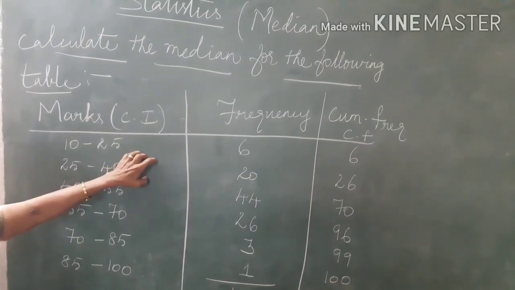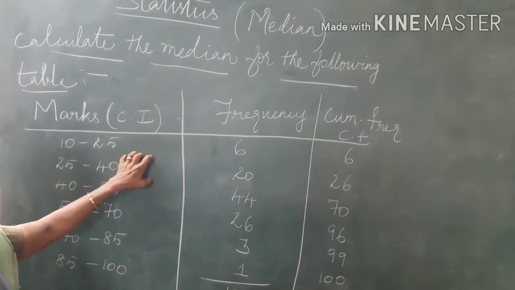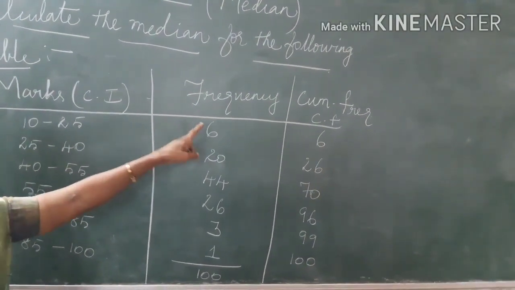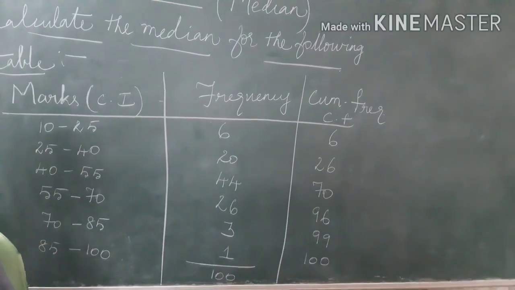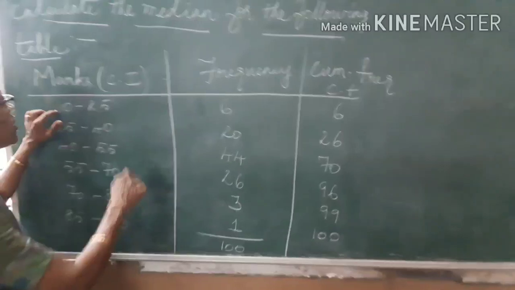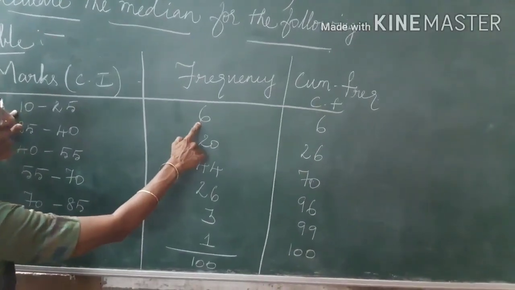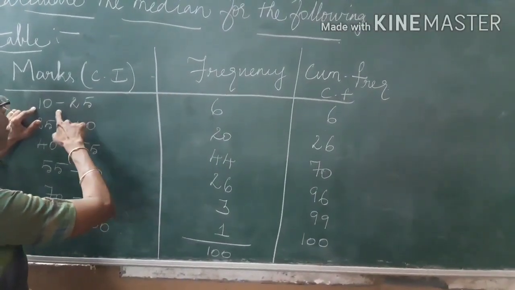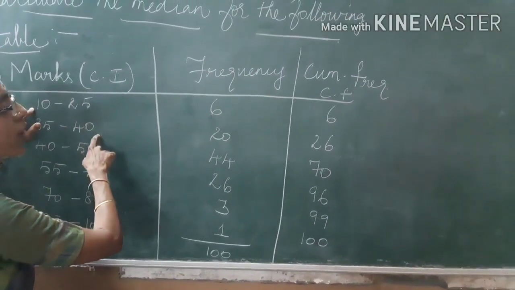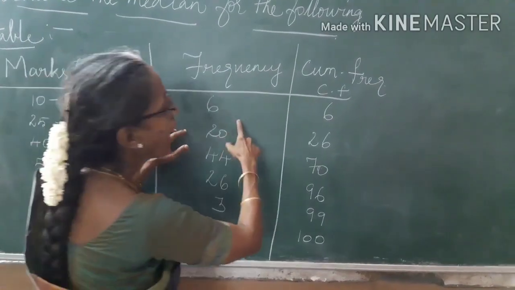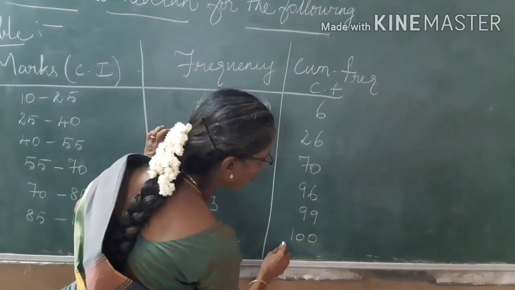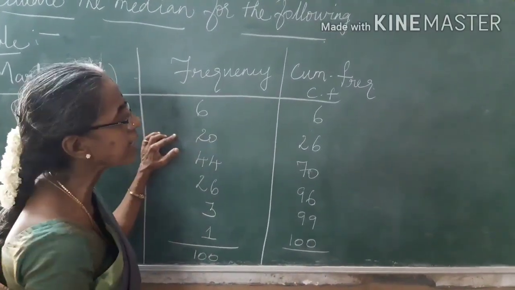So to calculate the median, we need to find the middlemost value. To find it, we have to calculate the cumulative frequency. So how do we arrive at the cumulative frequency? Here the children who got 10 to 25 marks is 6. Below 25 and above 10, 6 students have got that. So below 40, how many? 20. We add them to get the cumulative frequency continuously. So the total number of children is 100.